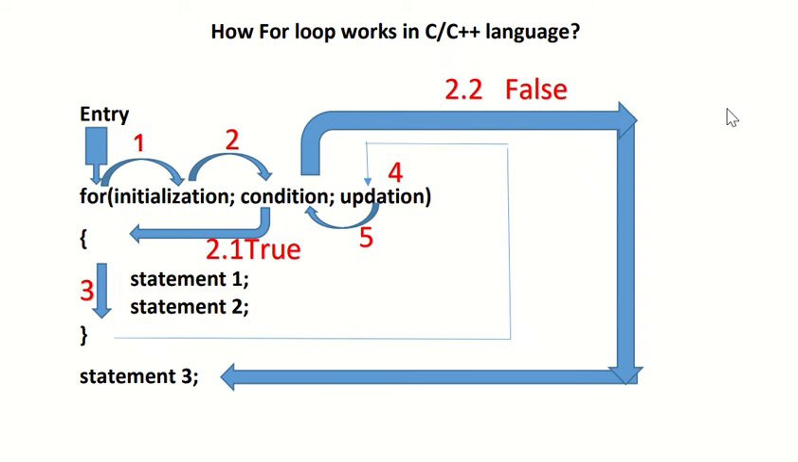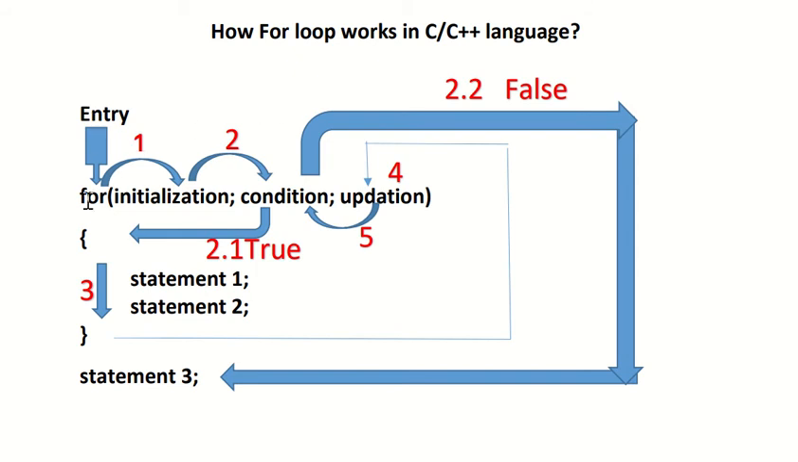Hello everyone. So today's topic is how the for loop works in C or C++ language. Here we have the syntax with us. The first thing is the entry.